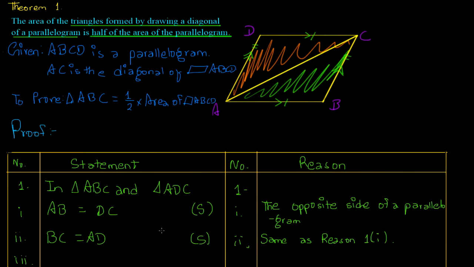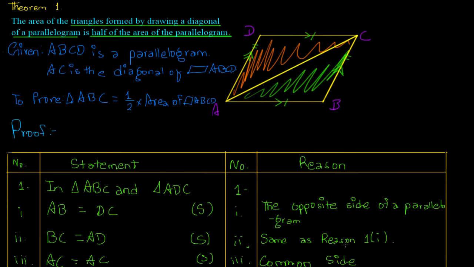Okay, so in number 3, now what to do? We have two sides equal, but we don't have the other side equal, or do we? AC equals AC. If you look carefully, the side AC belongs to the triangle ABC, and the side AC belongs to the triangle ADC, so it automatically is equal, right? So in reason 3, we can write a common side.